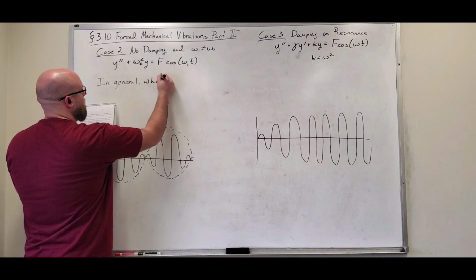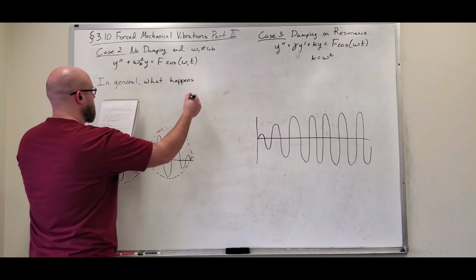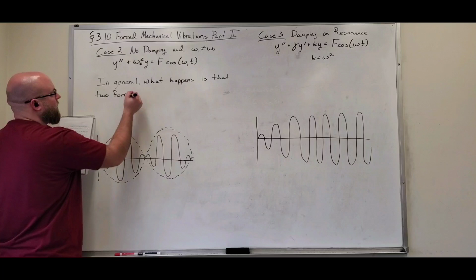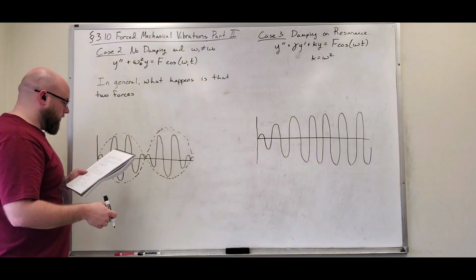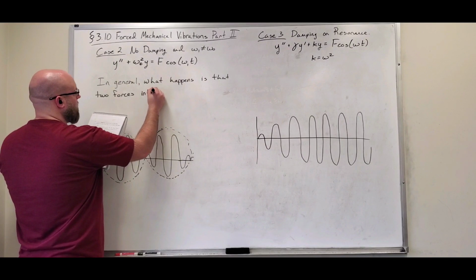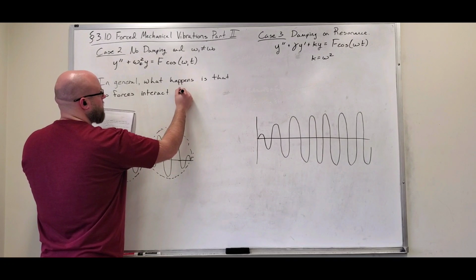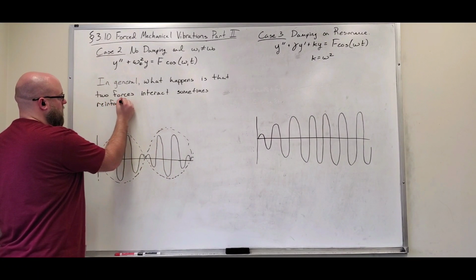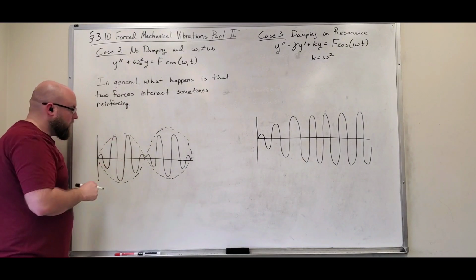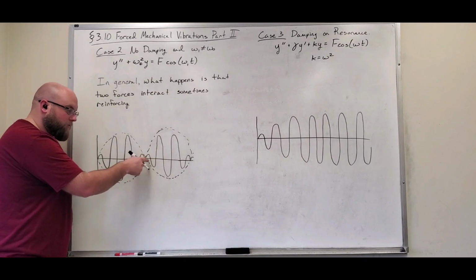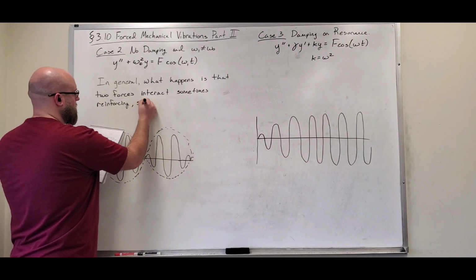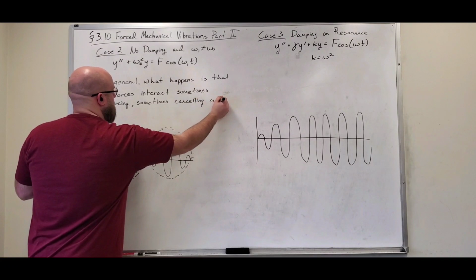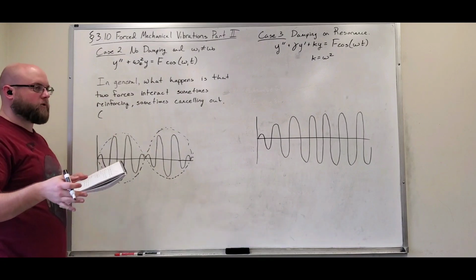what happens is that the two forces, and the two forces here are the spring's force and also the external force, these guys interact, sometimes reinforcing, okay, so that's where we have this buildup occur, and then sometimes canceling each other out, which is what happens around these points here. Okay, so this is what we call constructive and destructive interference.